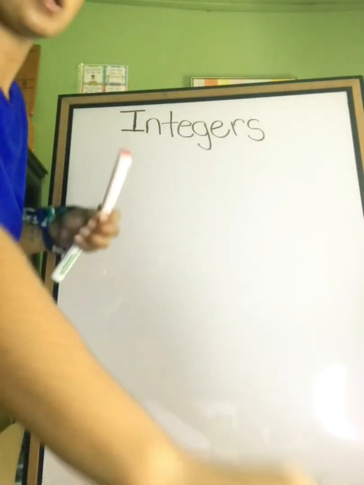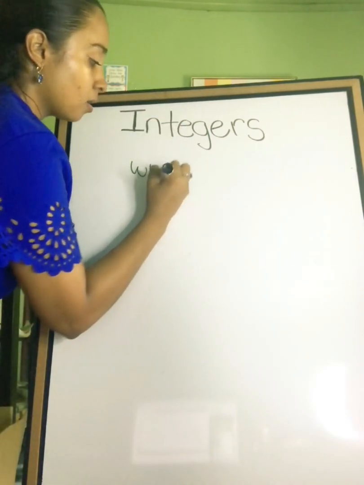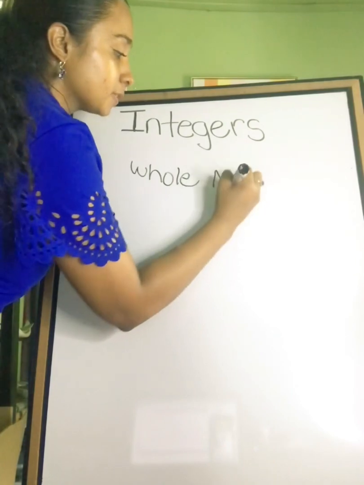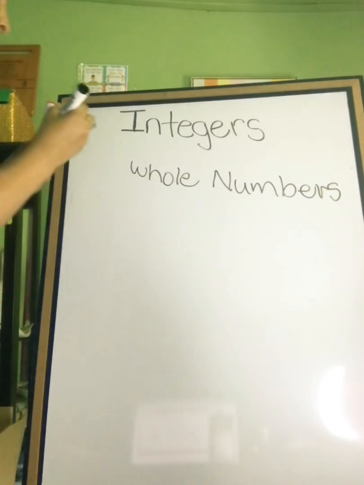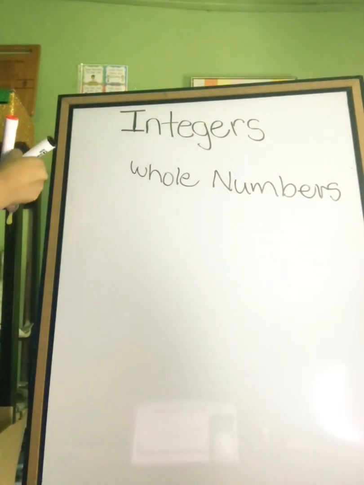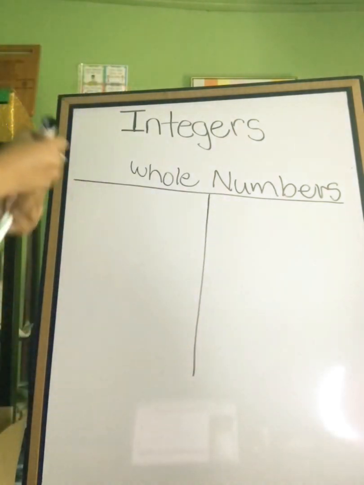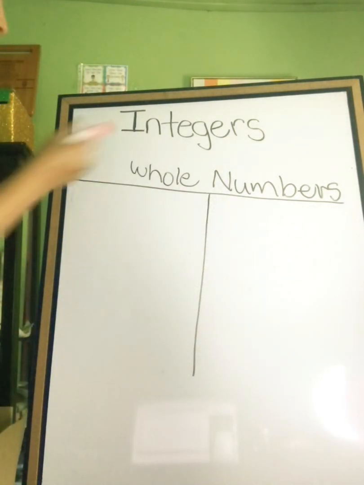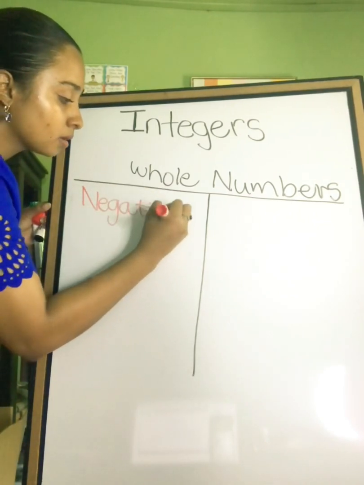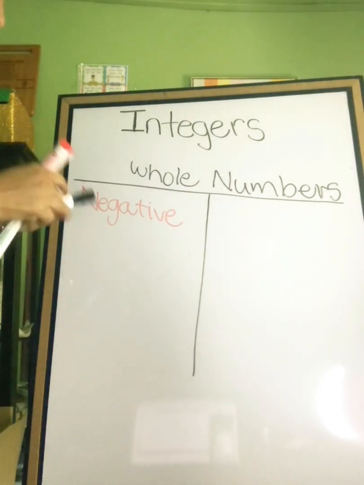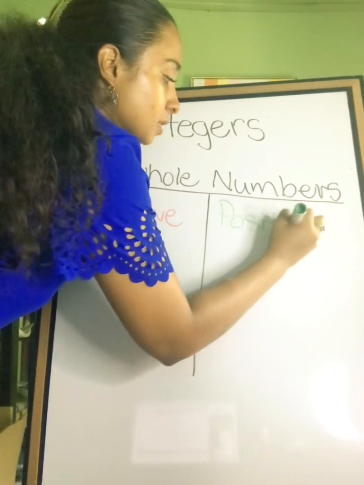So it says that integers is a set of whole numbers. In your notebook, you can go ahead and make something like this: whole numbers, and we're going to do a small little table. When it says the integers can either be negative numbers, so I'm using the red, negative numbers, or they can be positive numbers.